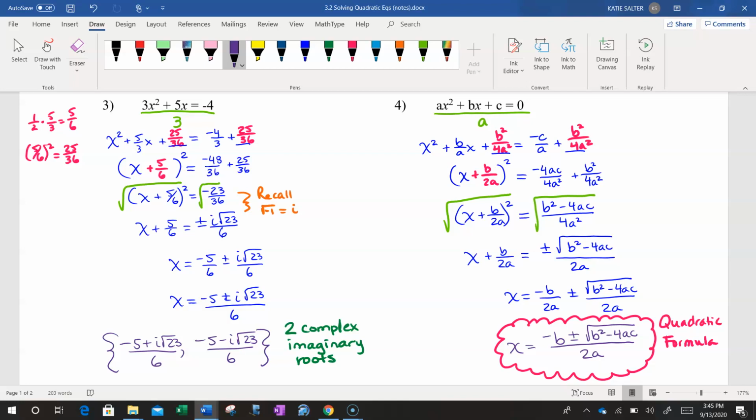And by doing those steps, but doing it with those letters A, B, and C, we derive the quadratic formula. And the quadratic formula is just so much easier to use, and it comes from completing the square, because then you don't have to get stuck doing all this fraction work like we had in number 3.